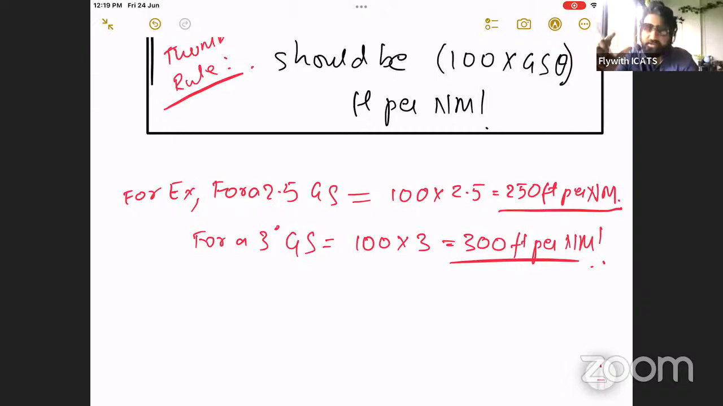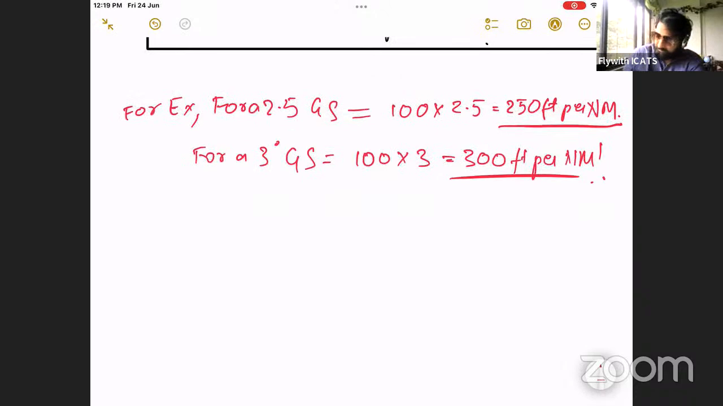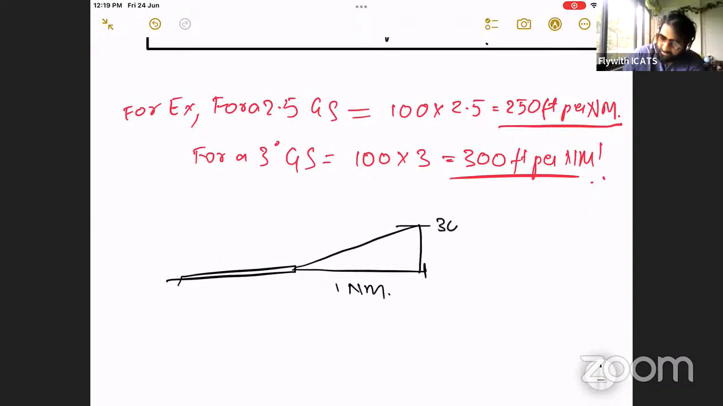Now this 300 feet per nautical mile is just like, remember this one common logic. If this is your runway and if your range is 1 nautical mile, then this 300 feet is your safe height also. Remember, it is your safe height also. Why? Because range is 1 nautical mile and you have to lose 300 feet for a 3 degree glide slope in this 1 nautical mile. So that is your final height or your safe height.